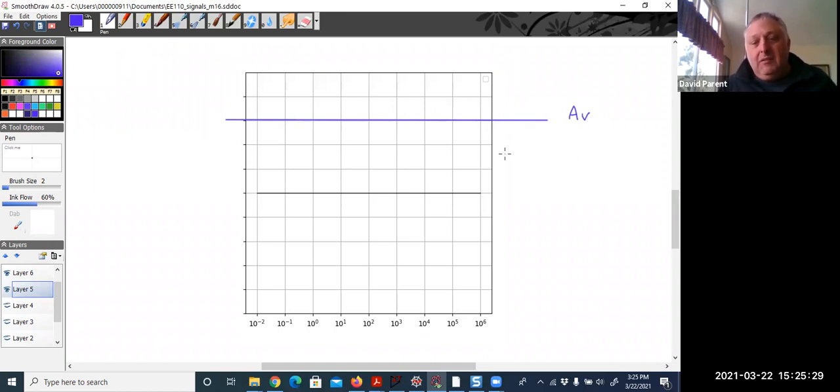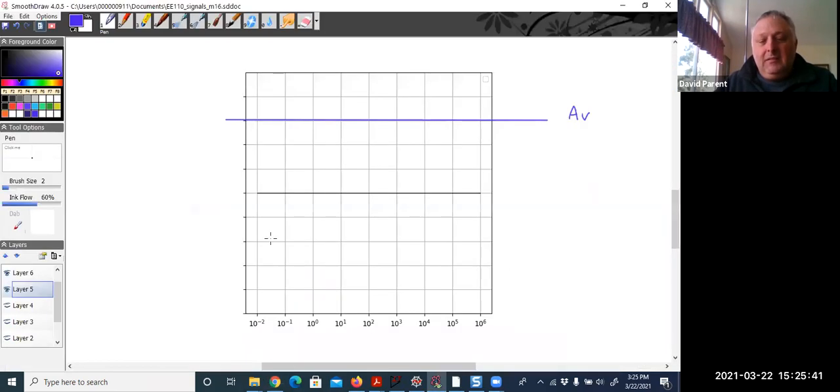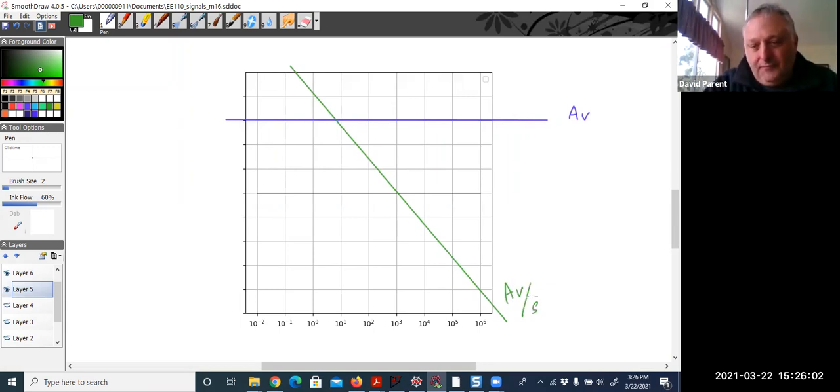Now it could be infinite, but there's no frequency dependence. All right. The next one is the integrator, right? Now this one I'm just kind of drawing randomly, right? There's not necessarily a data sheet associated with that. And that's A_V over S. All right. And so, you know, something over S looks like an integrator. So that's just why I call it the integrator model, right?